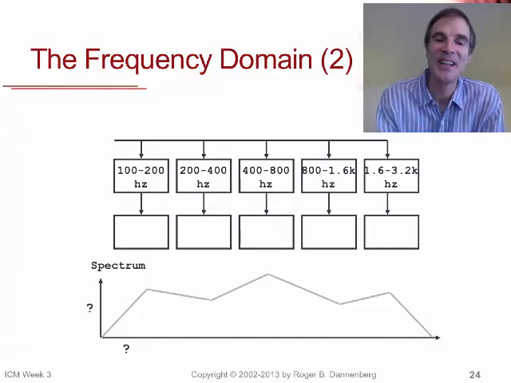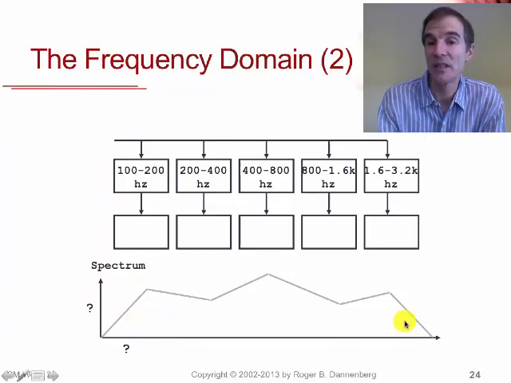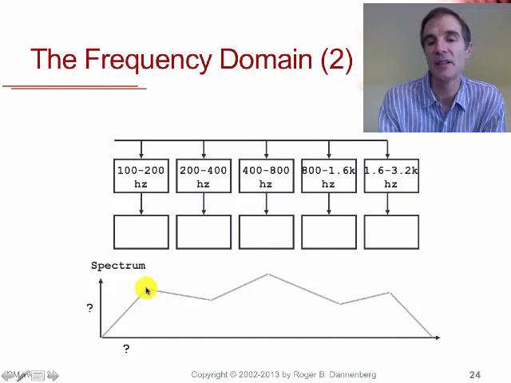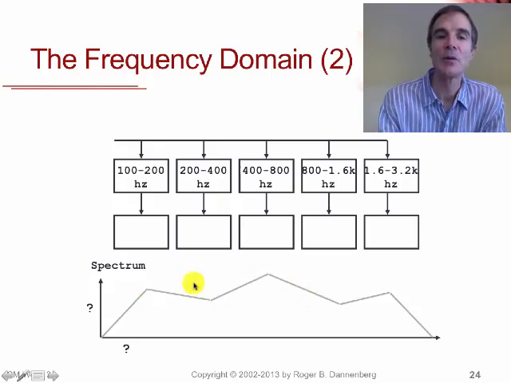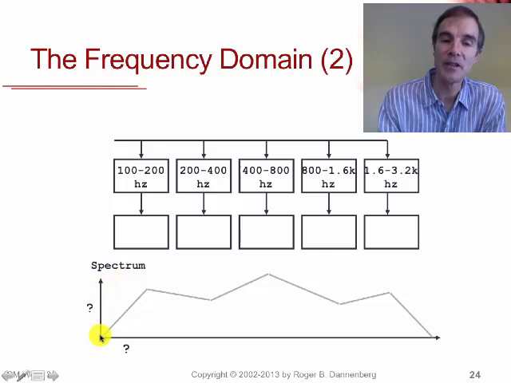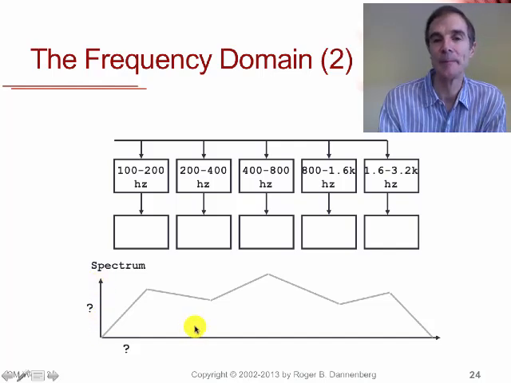Check your answer. The horizontal axis is frequency, because each channel is filtering a different frequency, so we're plotting things as a function of frequency. And the vertical axis is amplitude or energy. How much of the signal is getting through this filter at different frequencies. So the spectrum is a function of frequency, and it gives you the amplitude at each frequency.